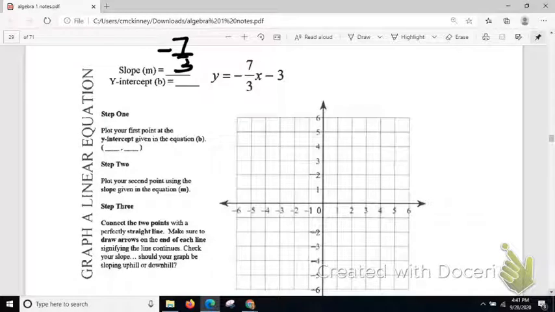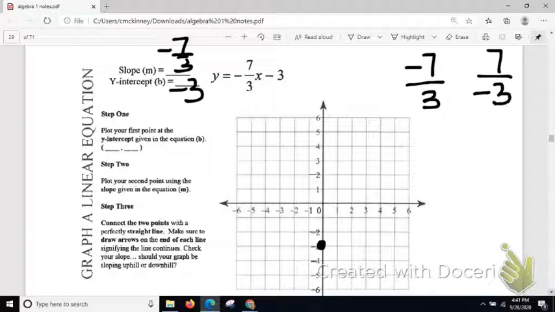My b is negative 3. So I start at negative 3. We start with b. Alphabetically, b comes before m. And from there, I have 2 choices that make negative 7/3. Either down 7 and to the right 3, or up 7 and to the left 3. Both of those are the same thing as negative 7/3, as long as only one of them is negative.